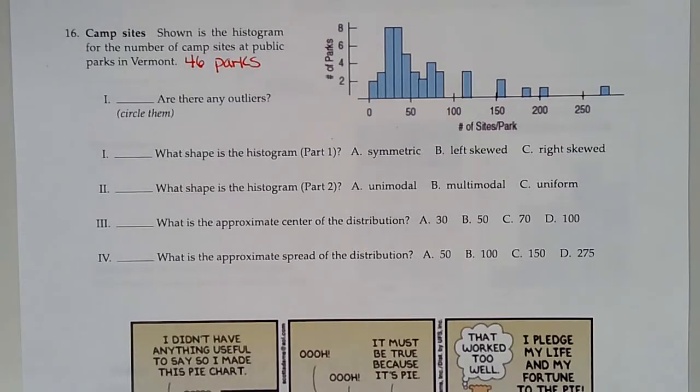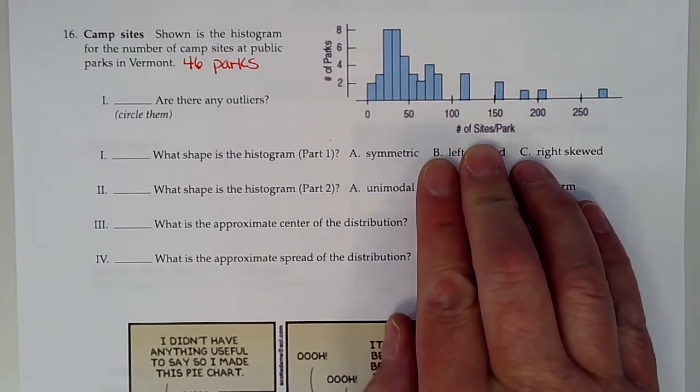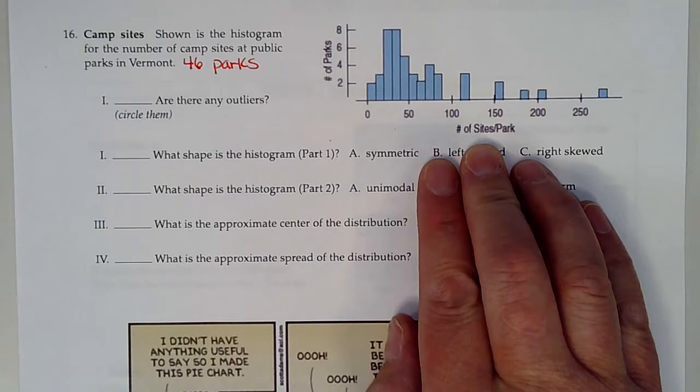The 4 parts to describing the distribution of a quantitative variable are shape, center, spread, and outliers. So we're going to use all 4 of those, or try all 4 of those out on this histogram here.